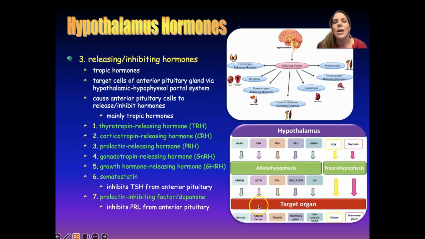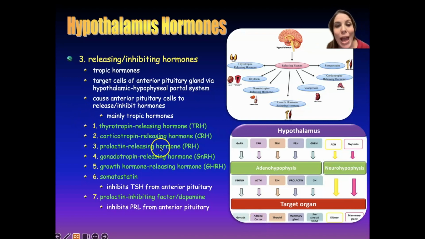That ultimately is going to target the cells of the adrenal cortex of the adrenal gland that sits right on top of the kidney, and it's going to tell it to release its hormone. So we are going to talk about that when we get to the adrenal gland in just a minute. But the idea here is CRH is a releasing hormone from the hypothalamus that tells the anterior pituitary to release its hormone, ACTH, which tells the adrenal cortex to release its hormones.